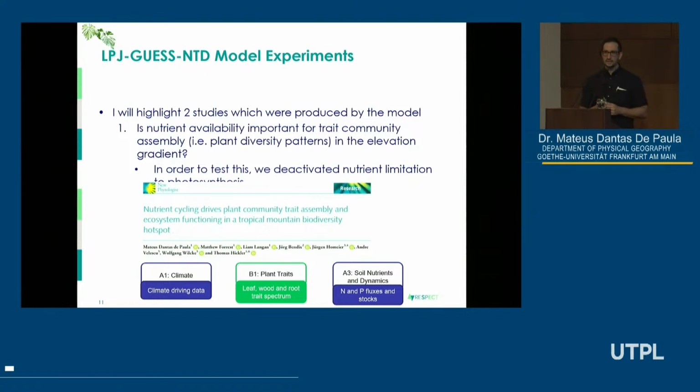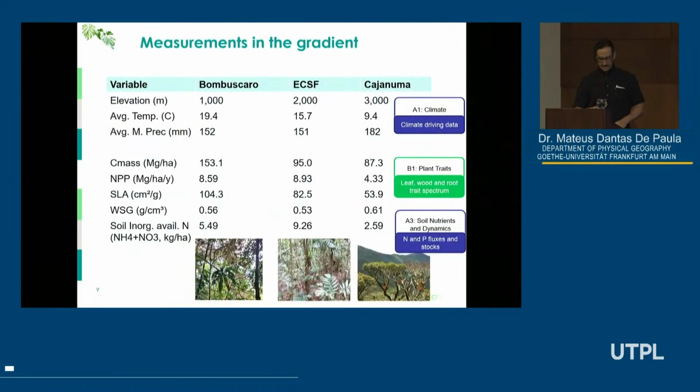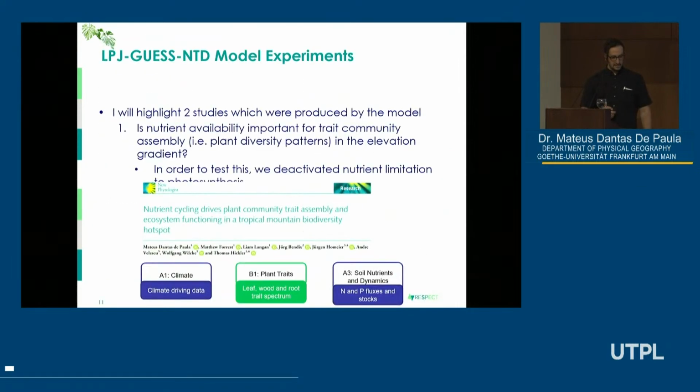We wanted to see how nutrient availability is important for shaping this community around this gradient. Because as we see here before, on the last line, temperature changes, of course, precipitation changes, but the soil available nitrogen for plant growth goes up a bit here, but then it goes down. So many of us researching in the field have theorized that the main reason for this change in biodiversity, traits and structure is the change in nitrogen availability. Now we can test this with the model.